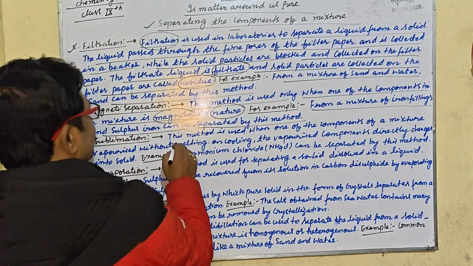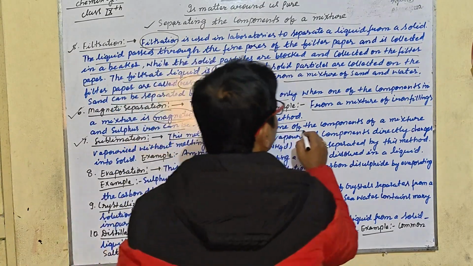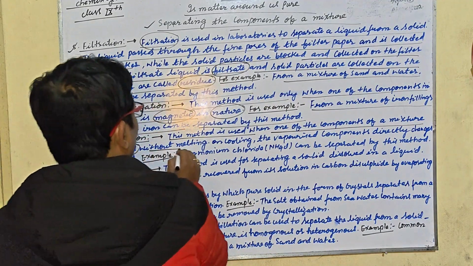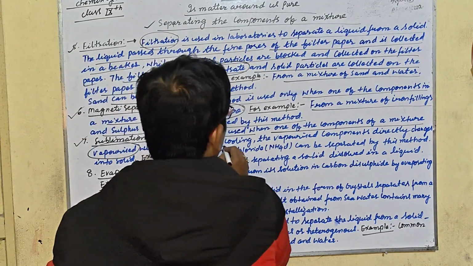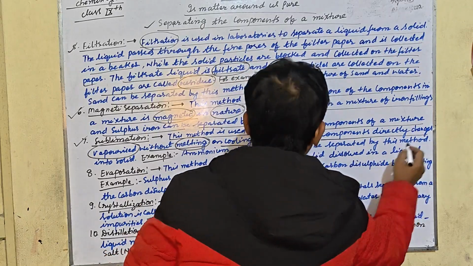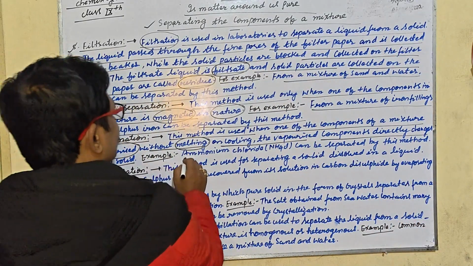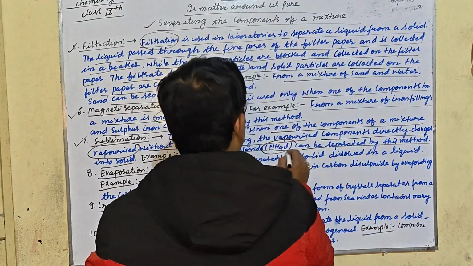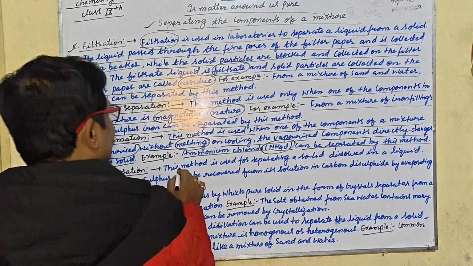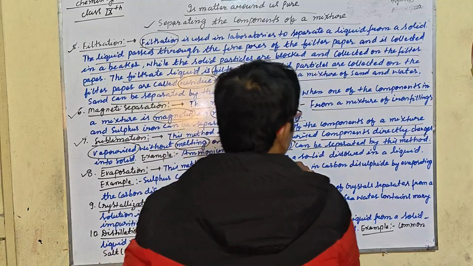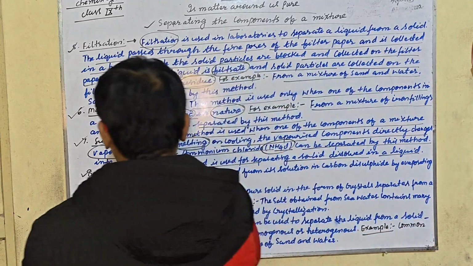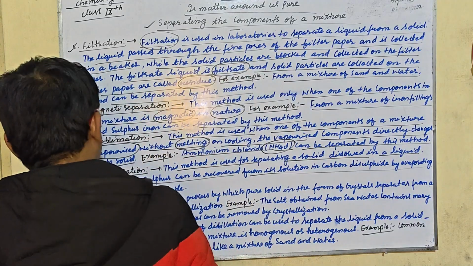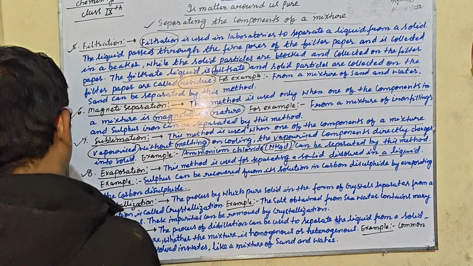Next is sublimation. This method is used when one of the components of a mixture vaporizes without melting. On cooling, the vaporized component directly changes into solid. For example, ammonium chloride, NH4Cl, can be separated by this method. Next is evaporation. This method is used for separating a solid dissolved in a liquid. Example, sulfur can be recovered from its solution in carbon disulfide by evaporating the carbon disulfide.